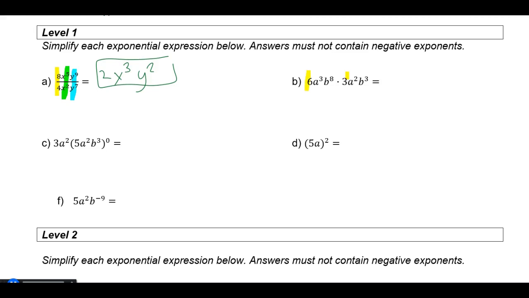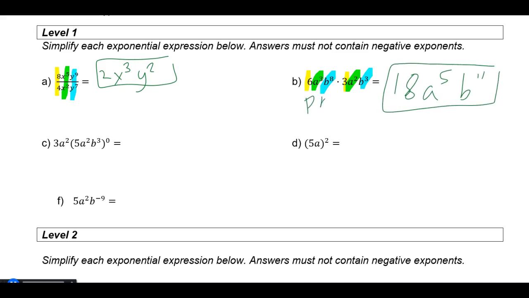Alrighty. 6. This is a product rule. The previous one was a quotient. So the product, you're going to multiply those, add those, and add these. So 6 times 3, 6, 12, 18. 3 a's and then another 2 a's, 5. B to the 8th times b to the 3rd, b to the 11th. Product. Quotient.